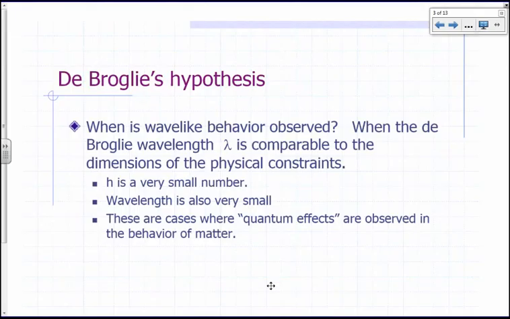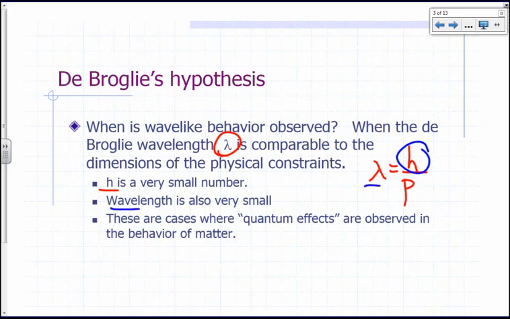Okay, so when is wave-like behavior observed? When the de Broglie wavelength, lambda, is comparable to the dimensions of the physical constraints. You see that h is a very small number. When you want to calculate the wavelength, remember lambda is h over p. Since h is a very small number, you would expect lambda to also typically be a small number.